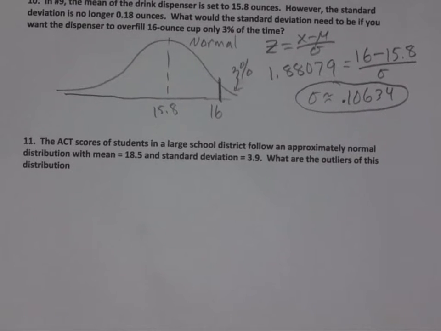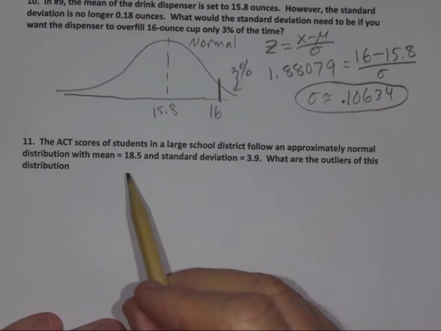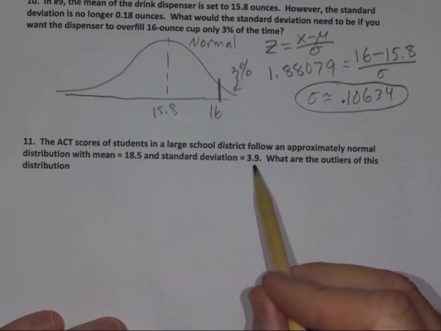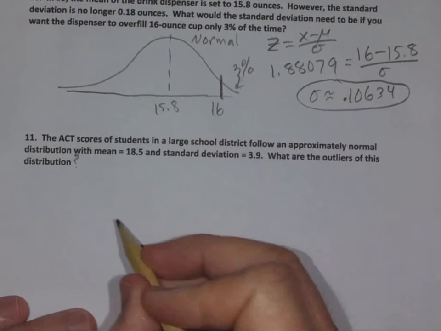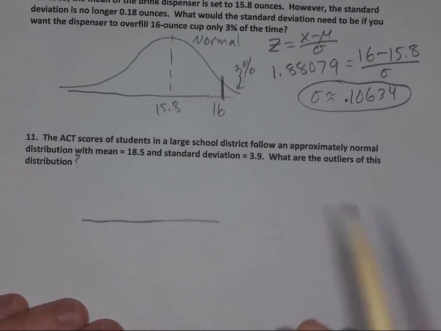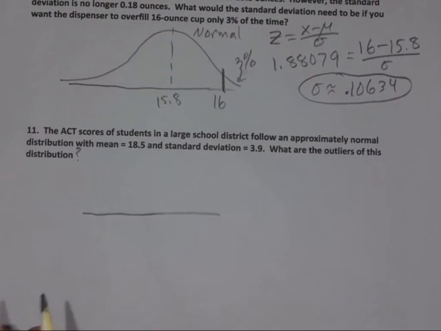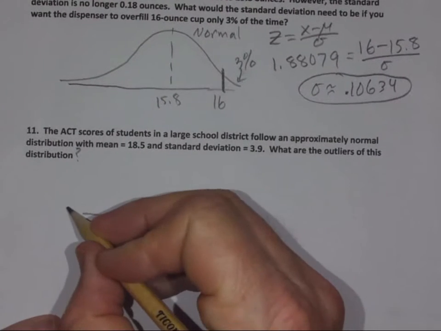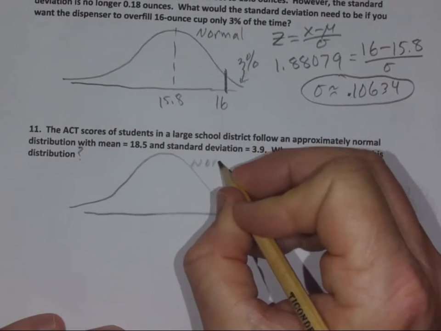The ACT scores of students at a large school district follow an approximate normal curve, mean of 18.5, standard deviation of 3.9. What are the outliers of this distribution? So this is sort of combining some concepts here, the concept of an outlier that we did in chapter 1, and this normal curve.